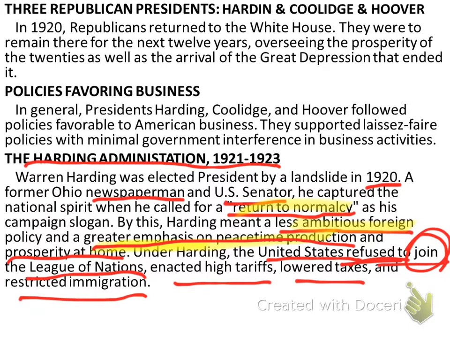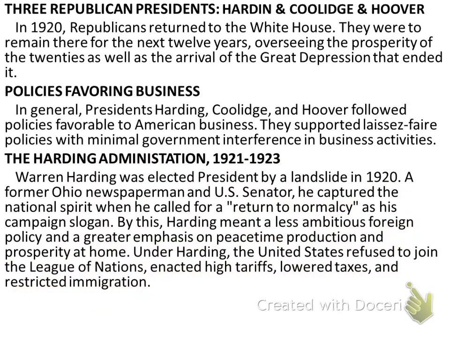So again, let's take a look at what happened while he was president. We did not join the League of Nations. We did pass high tariffs, and of course those are taxes on imported goods. So we're taxing goods coming into our nation. He lowered taxes that we pay, and he restricted immigration. These are things that most Americans liked and most Americans favored. Let us go to our next slide.